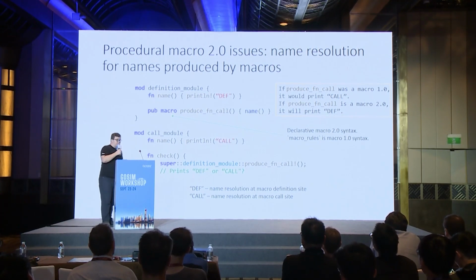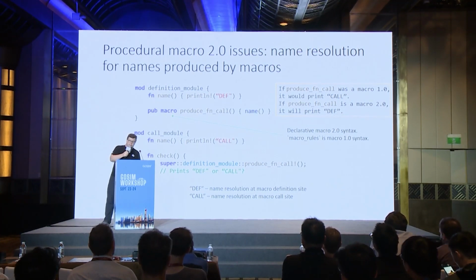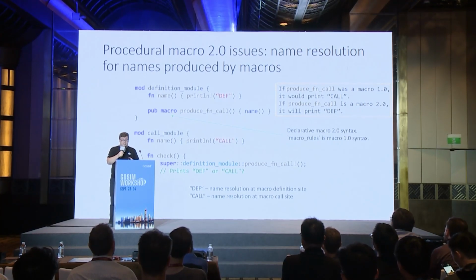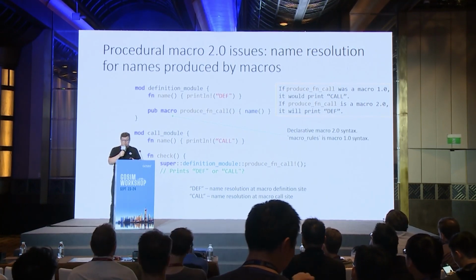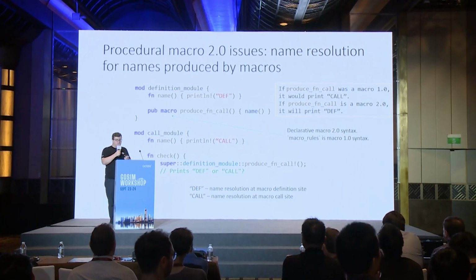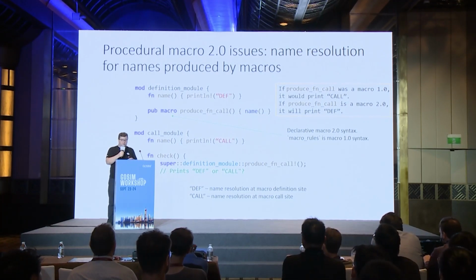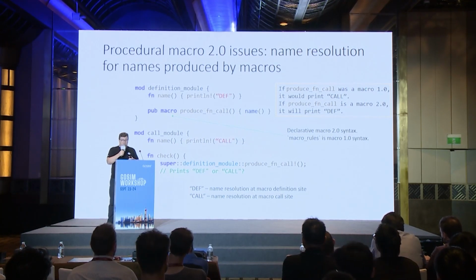The answer depends on the macro hygiene. If we resolve at the definition side, it's called definition side resolution, and otherwise call side resolution. The existing stable macros in Rust use call side resolution in general, at least for functions. And the new proposed system is supposed to use definition side resolution.